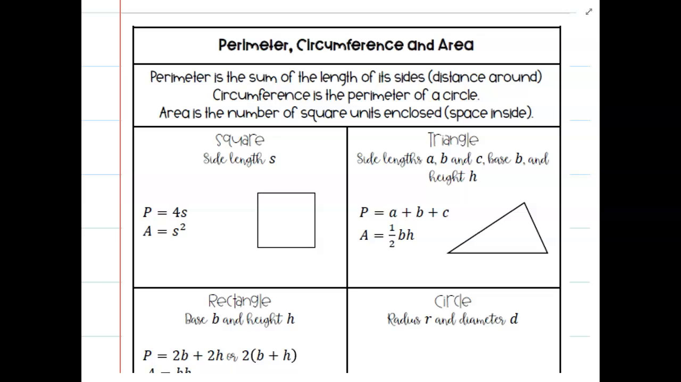I've got a bunch of it typed up and kind of spelled out for you, but most of it's just putting everything here into an example. So perimeter, circumference, and area. Okay, perimeter, hopefully a word you've heard before.